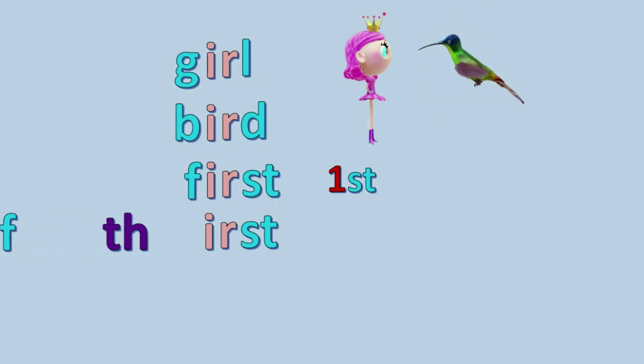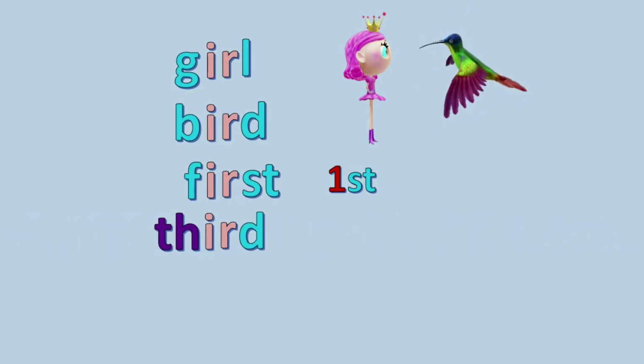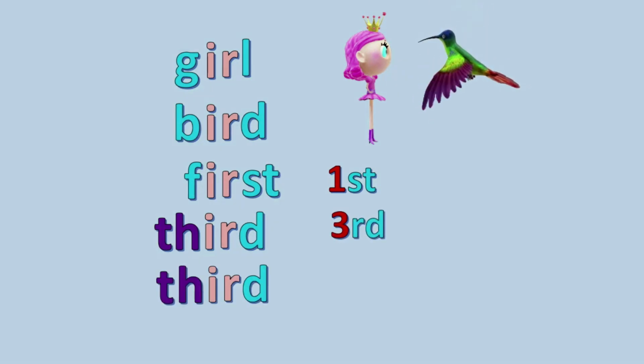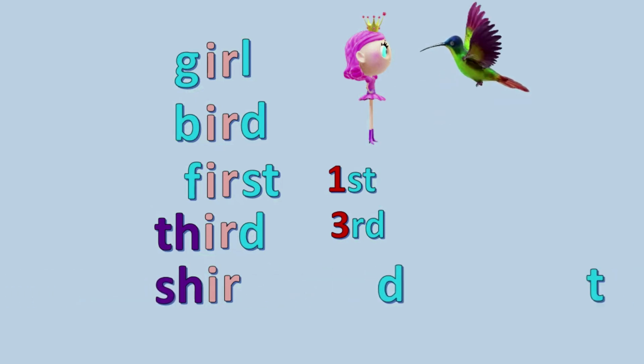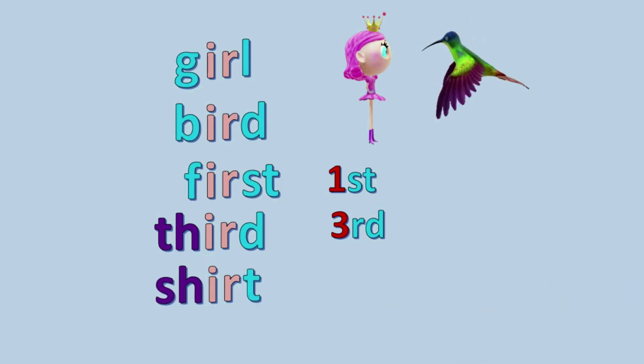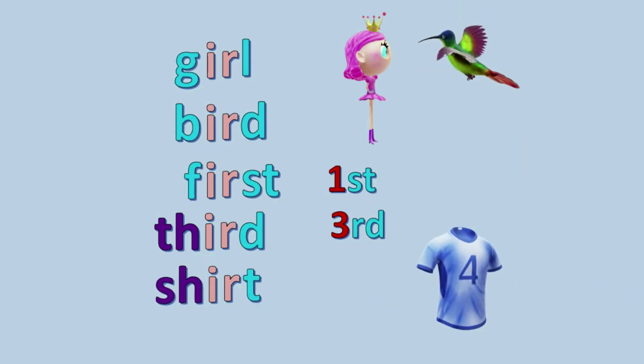Next, switch the F for a TH and switch the S and T for a D. The sounds now are third, and the word is third. Finally, switch the T for an S and the D for a T, and the word is shirt.